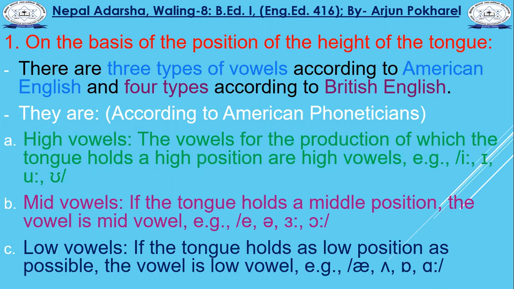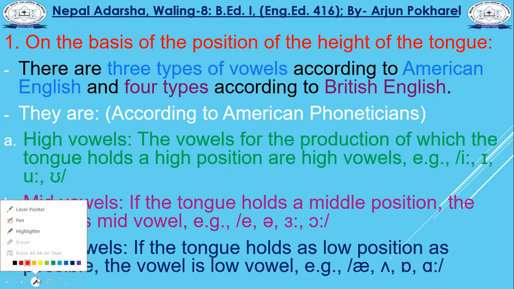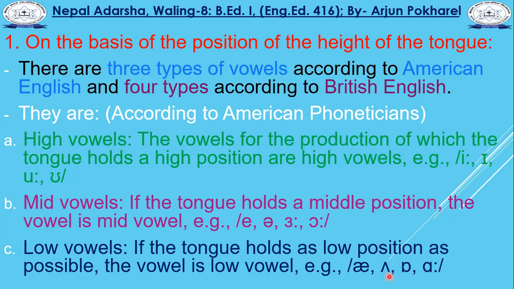One is short o, another is long ah. For example, car. While saying car, the tongue comes as low as possible. Now we'll move to the next classification.